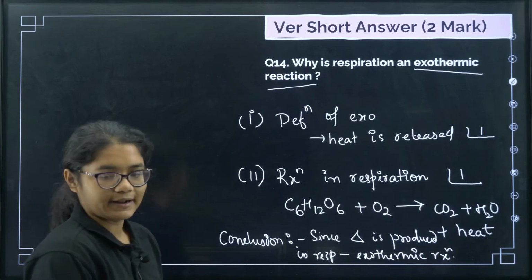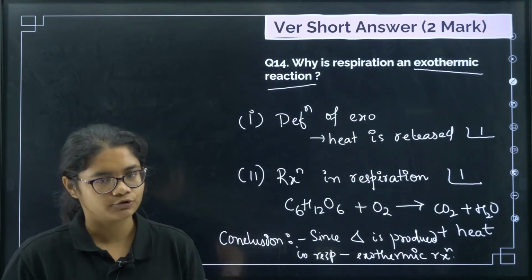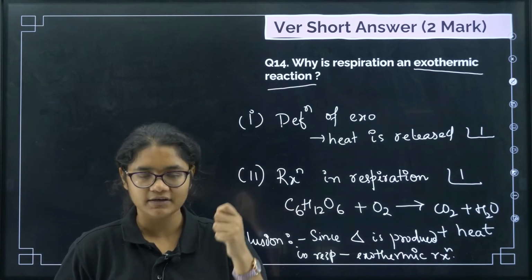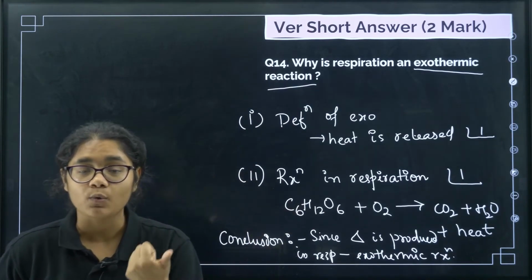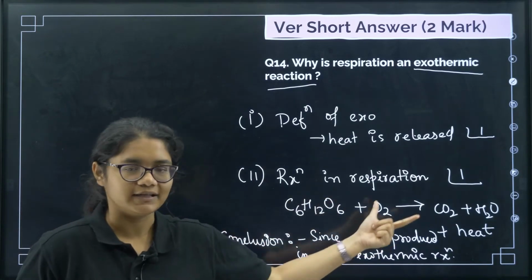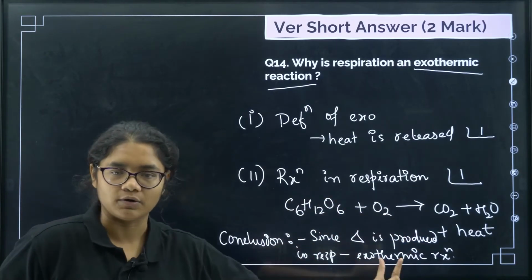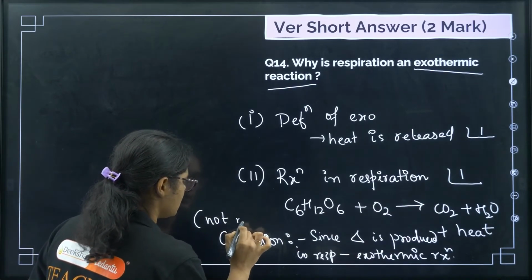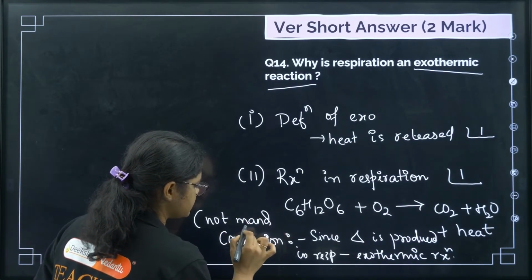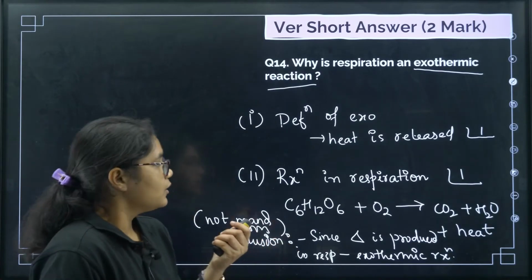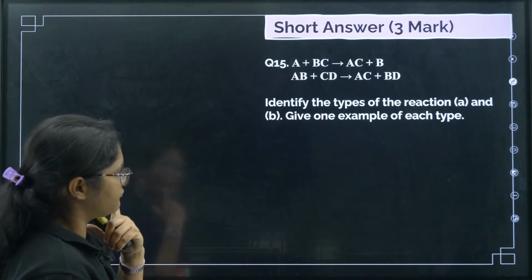Okay, getting? So like this the answer should be there. First of all, when they are asking why this is an exothermic reaction, first explain to the examiner what an exothermic reaction is. Second point, write down why this is an exothermic reaction, and then you can write down the conclusion. I will say this is not mandatory, but yes, the presentation of the answer will be good if you write the conclusion. Clear? Okay, now coming to question number 15.